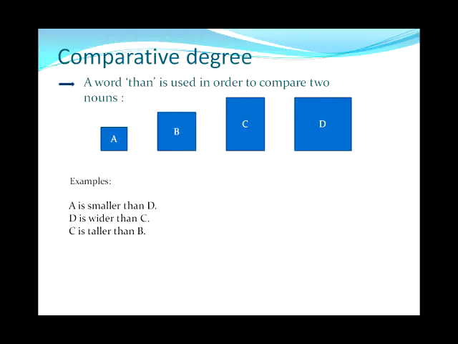To conclude, we use than when 2 nouns are compared. Let's look at the last example. A is smaller than D. D is wider than C. C is taller than B.